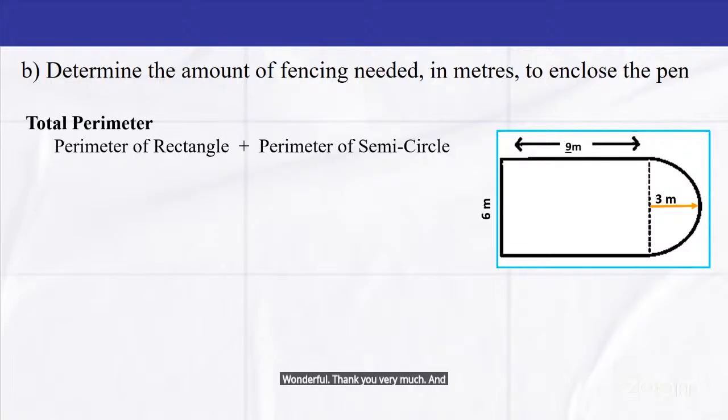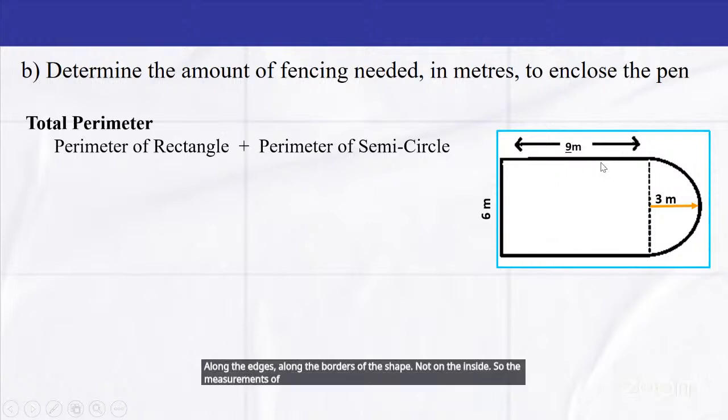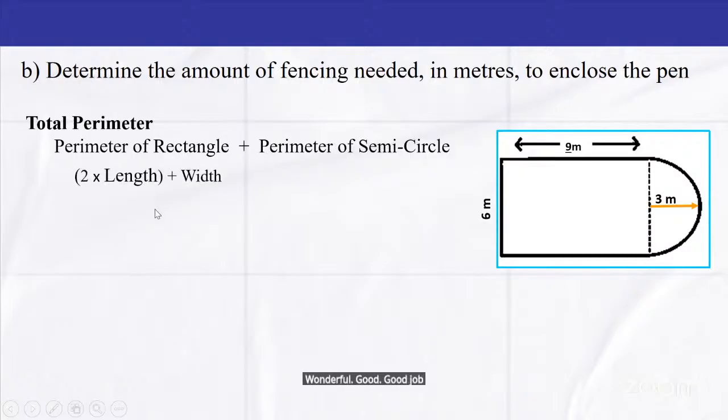And we say perimeter is along the boundaries, along the edges, along the borders of the shape, not on the inside. So the measurements of the rectangle that are on the outside are 9, 6, and 9. Wonderful. Good job. So it's 2 lengths plus 1 width. Now, for the semicircle, how are we going to find the perimeter of that part? Any ideas?